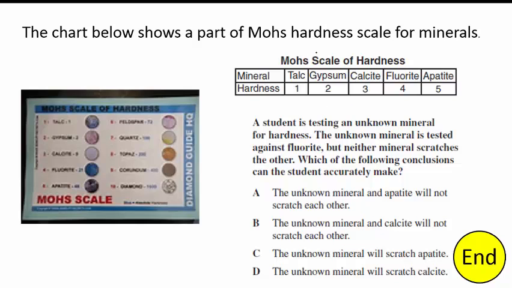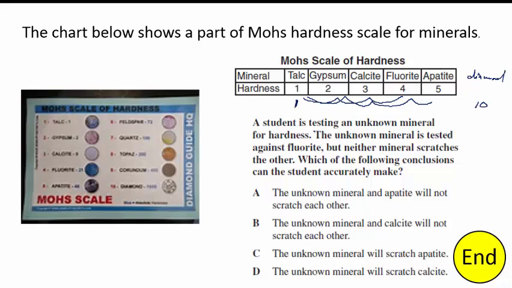Okay, we have a chart here that gives us Mohs scale of hardness. In other words, how you read it is 1 is the softest material, and it goes all the way up to 10, which is diamond, and that is the hardest material. So 10 can scratch everything else. 5 can scratch everything below it. So 4, 3, 2, and 1. A 4 could scratch 3s, 2s and 1s.